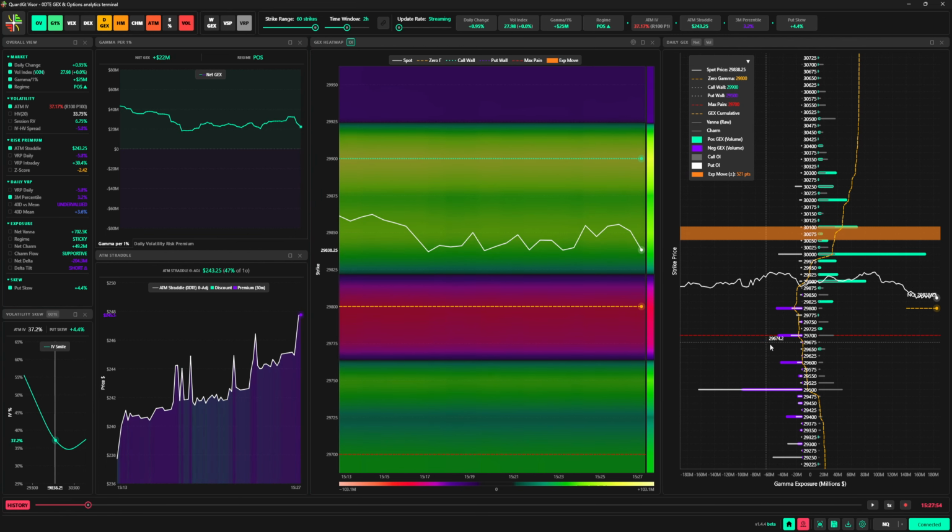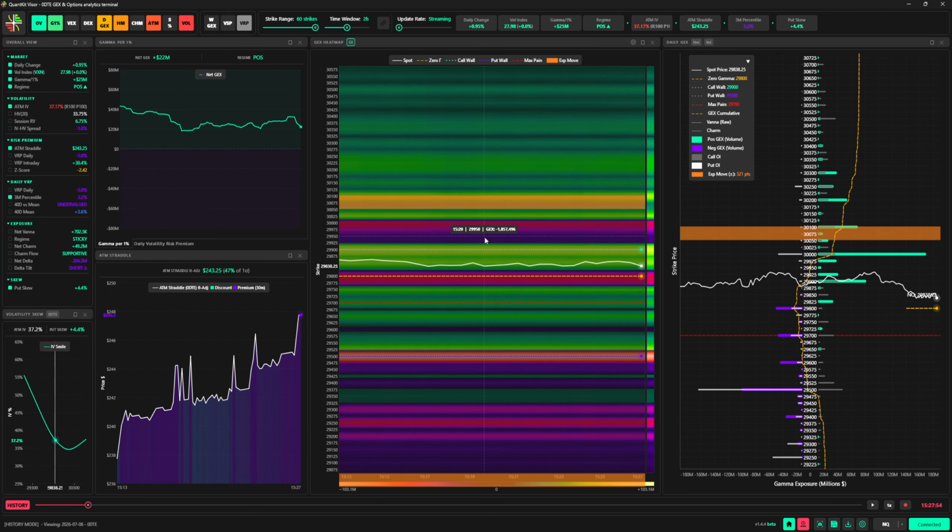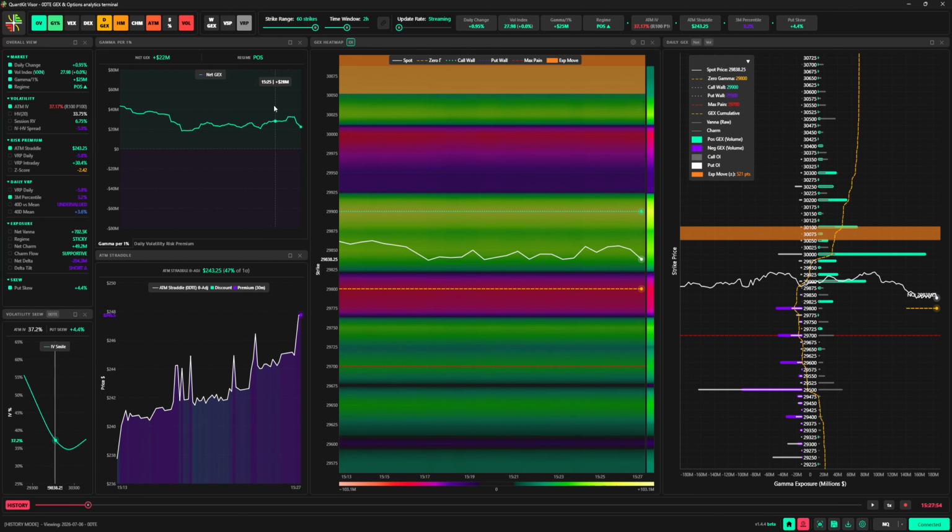We have the GEX chart based on volume here, as you can see. Here we have the heat map based on the open interest. Here we have the gamma exposure based on the open interest as well. And here we have the ATM straddle.